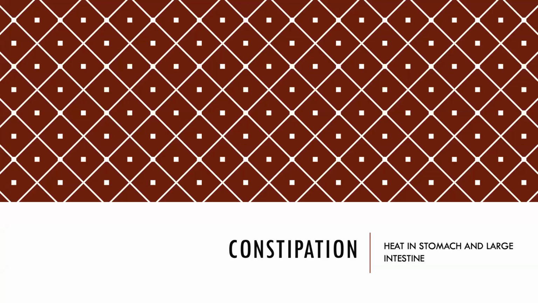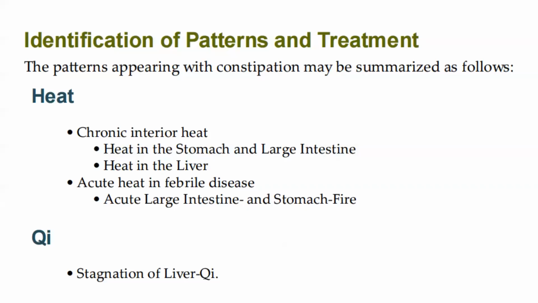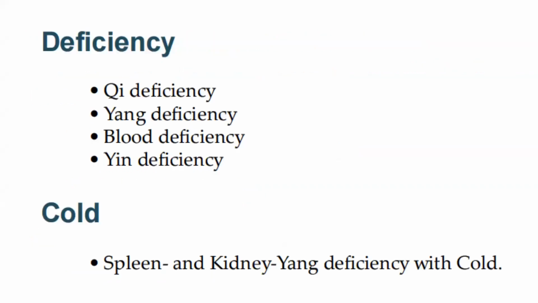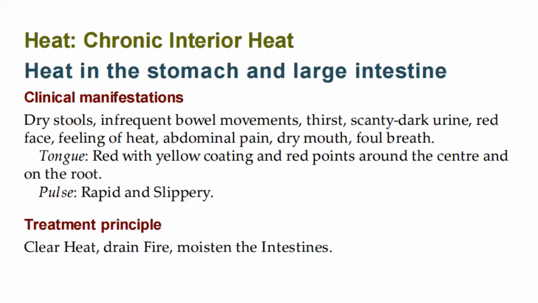Now let's talk about heat in the stomach and large intestine, a pattern for constipation. The patterns appearing with constipation may be summarized as follows. Heat: we have chronic interior heat. This includes heat in the stomach and large intestine, heat in the liver. Acute heat in febrile disease, which includes acute large intestine and stomach fire. For qi, we have stagnation of liver qi. Deficiency: we have qi deficiency, yang deficiency, blood deficiency, yin deficiency, and cold, spleen and kidney yang deficiency with cold.